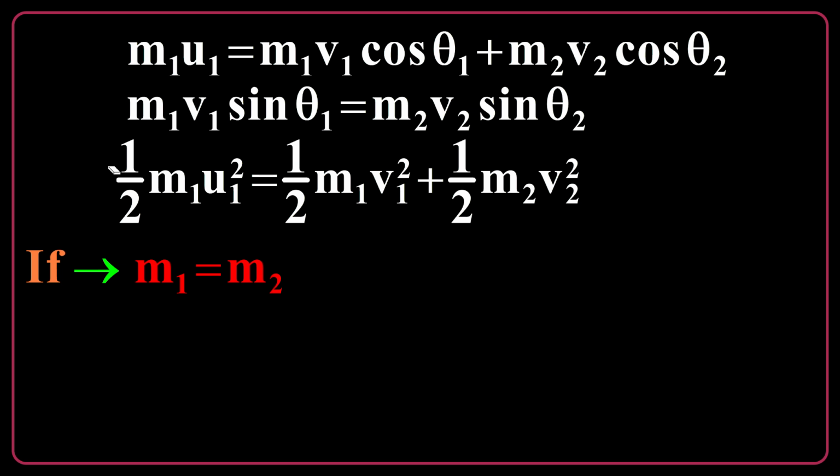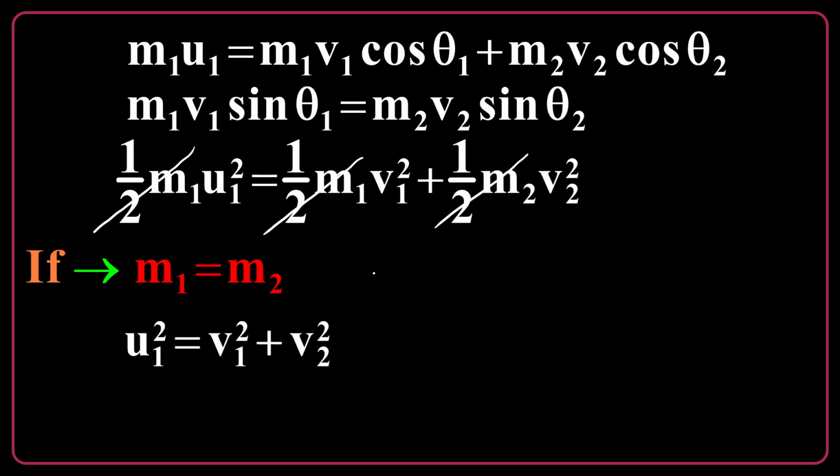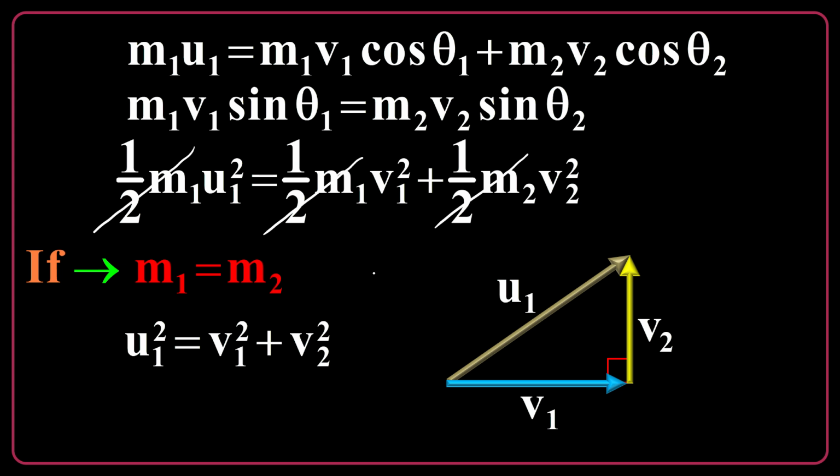Let's say the 2 balls have the same masses, like snooker balls. If I suppose that, I can drop a half of m1 in every term of the last equation. So here I will have u1 squared equal to v1 squared plus v2 squared. So the 3 vectors can make a right triangle for me. u1 is the hypotenuse, the initial velocity of the first ball. v1 and v2 make the other sides.